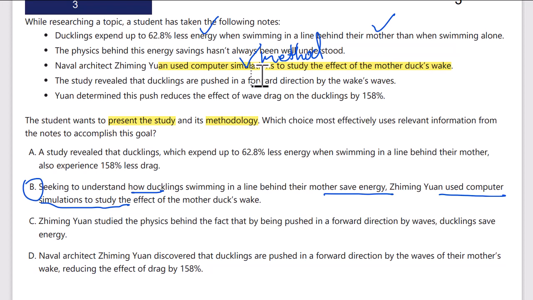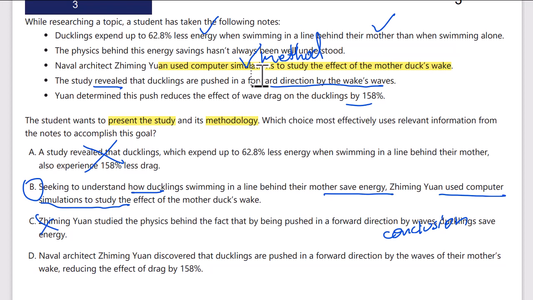A: a study revealed that ducklings, which expend up to 62.8%, so this is the background. When swimming in a line, they also experience... No, this is the background and the findings put together. That's not anything about the methodology. C: Yuan studied the physics behind the fact that by being pushed forward by the waves, ducklings save energy. Okay, the study revealed ducklings pushed forward by the waves save energy. That's a conclusion. That's a finding. That is not a method in the text. That's going to be a wrong answer.